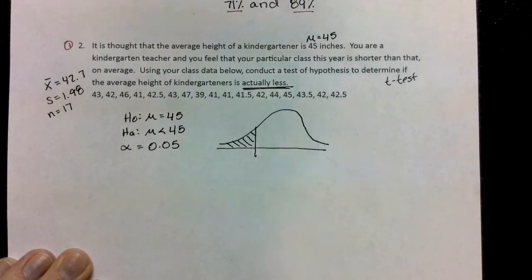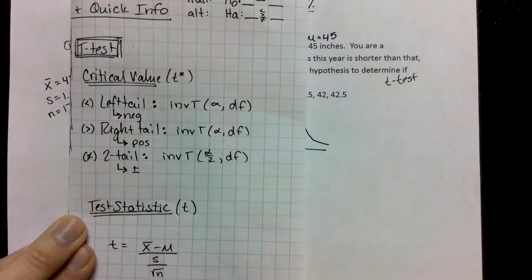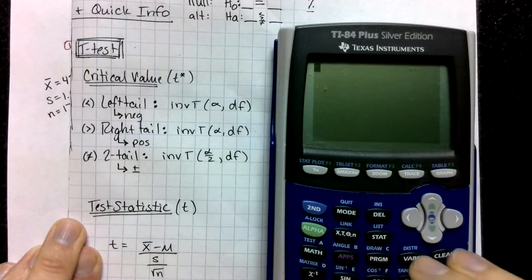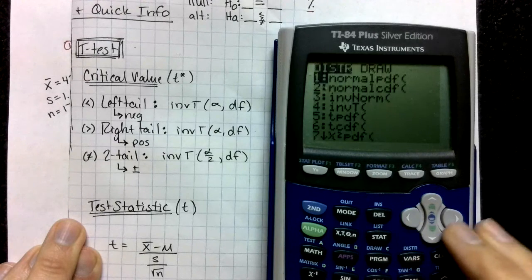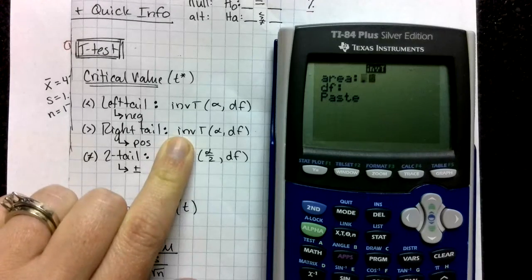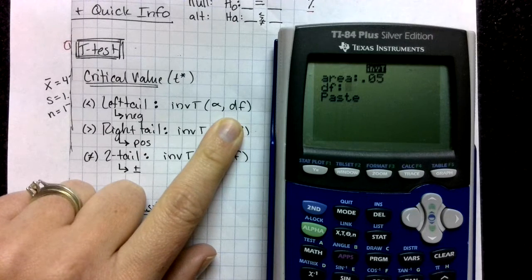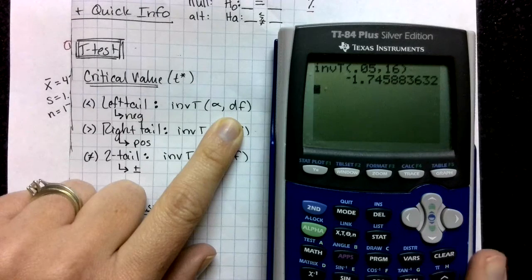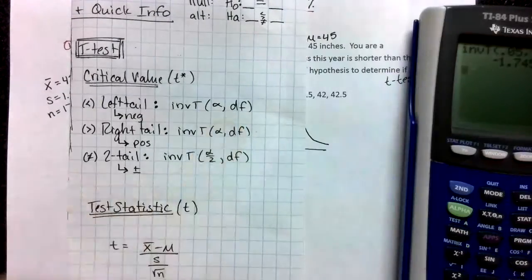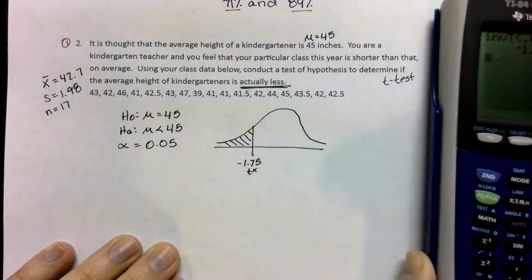Again, we're going to have a critical value on the left because it is a left tail test. And because we're doing a t-test, I'm looking here on my formula sheet. So I'm going to go to, let's see, inverse t. My area is 0.05. My degrees of freedom is n minus 1, so that's going to be 16. So negative 1.75. So that is my t critical.